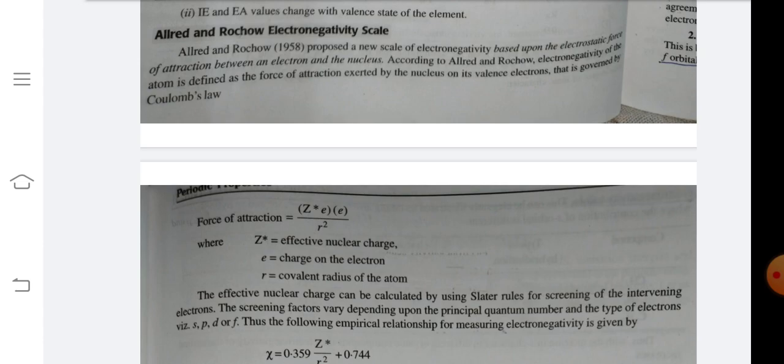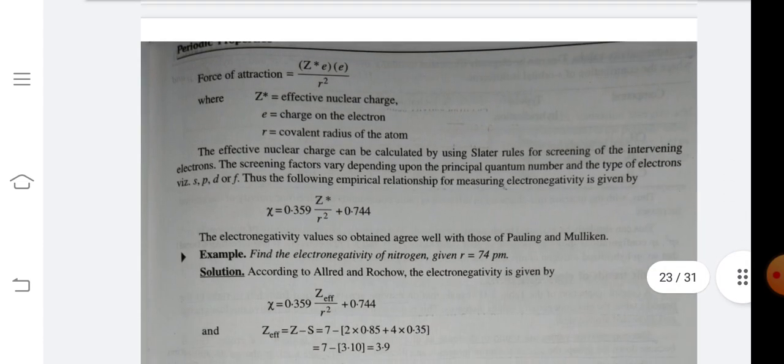That is governed by Coulomb's law. Force of attraction is equal to Z* e squared by r squared. Z* is the effective nuclear charge, e is the charge on the electron, and r is the covalent radius of the atom.